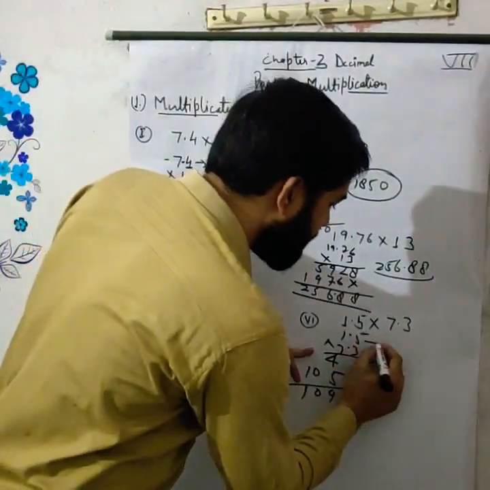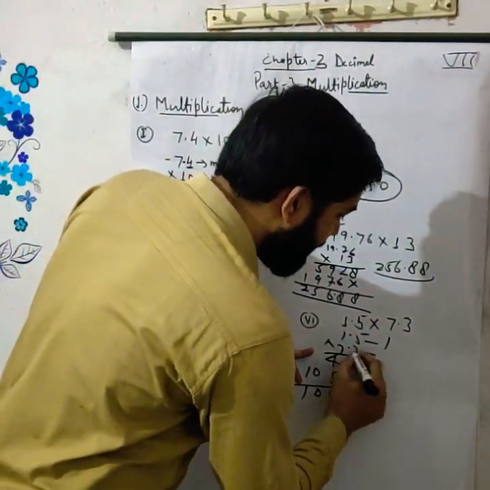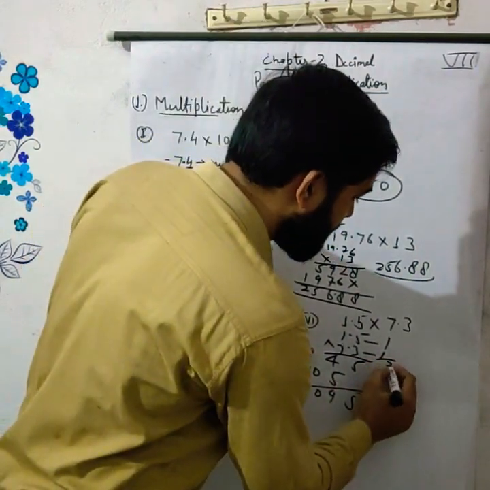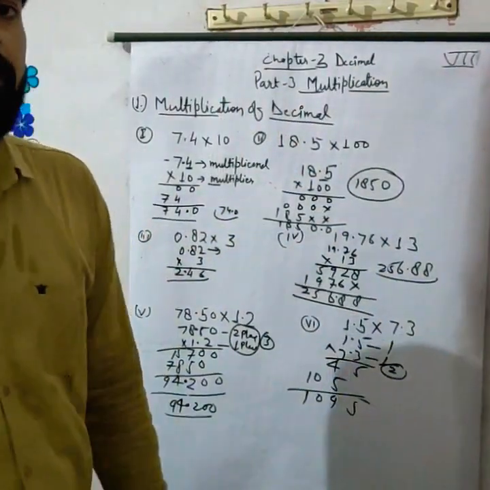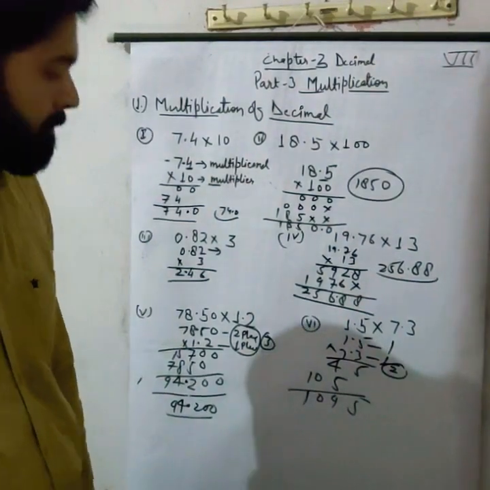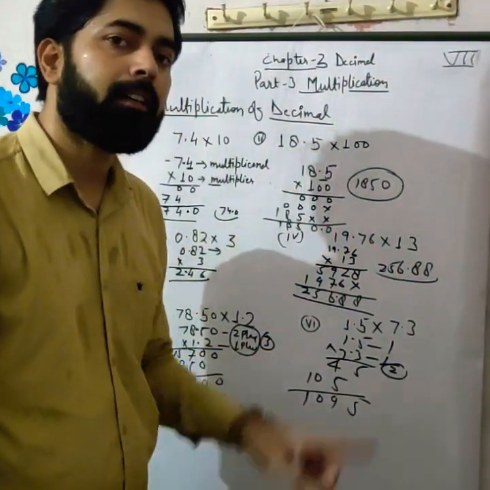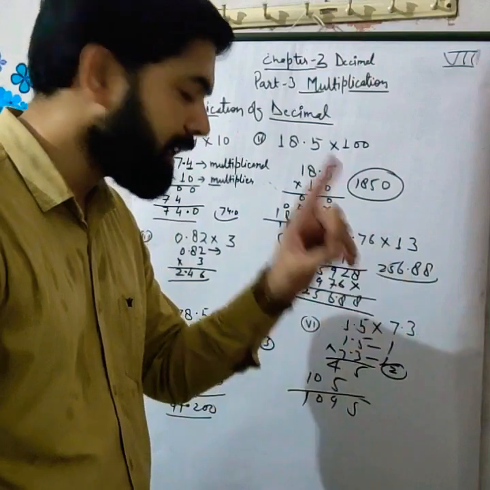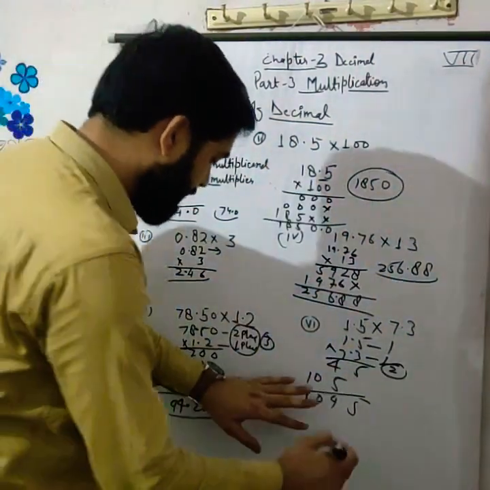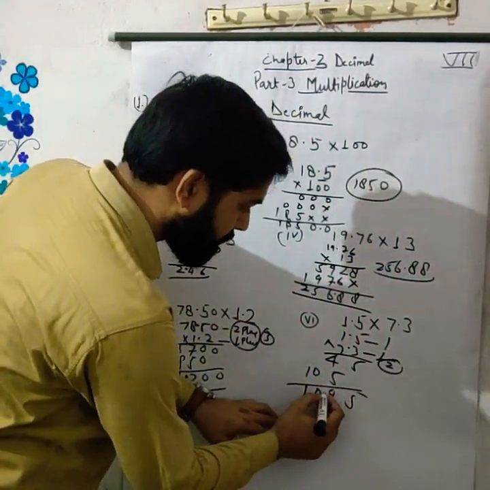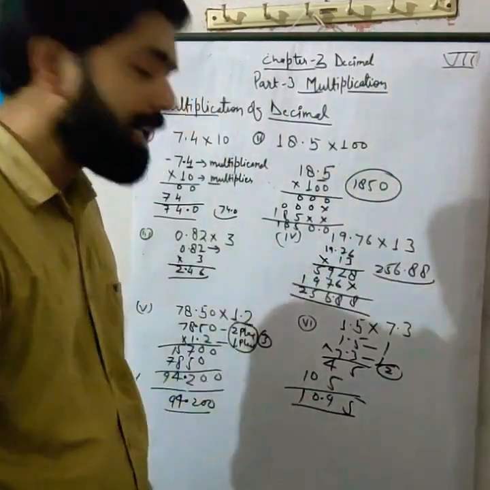Look here, in the multiplicand after 1 place. In the multiplier after 1 place. Total is after 2 places. Means in the product we use the decimal after 2 digits from the right hand side. 1 2. So 10.95.